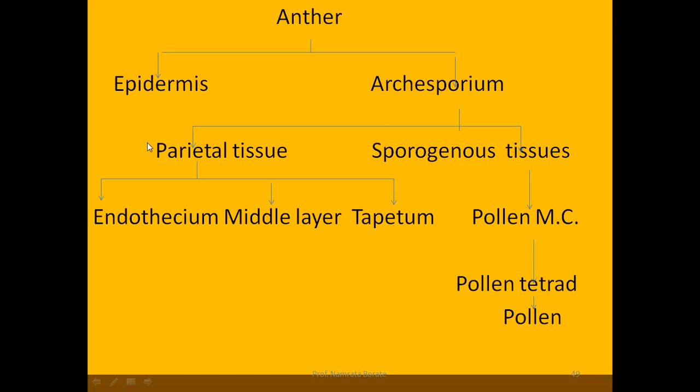Outermost is the epidermis. Inside the epidermis there is the endothecium. Inside it there is the middle layer, inside it the tapetum, and the innermost structure is the pollen grain, which is present inside the tapetum. So let's see this part in detail.